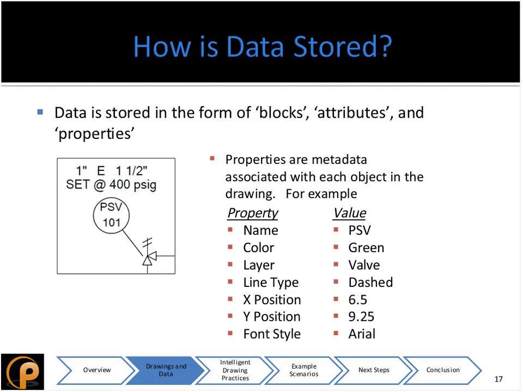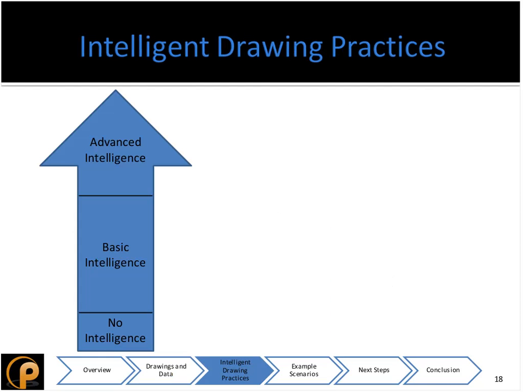So we've gone through the different drawing types. We've gone through how data is stored. So now I want to go through different levels of intelligence, right? So you may be wondering where your facility falls. Does your facility have intelligent drawings or does it not? And it's really a scale, right? So as I go through this, try to identify where your facility is so that we can discuss later where you might want to take it.